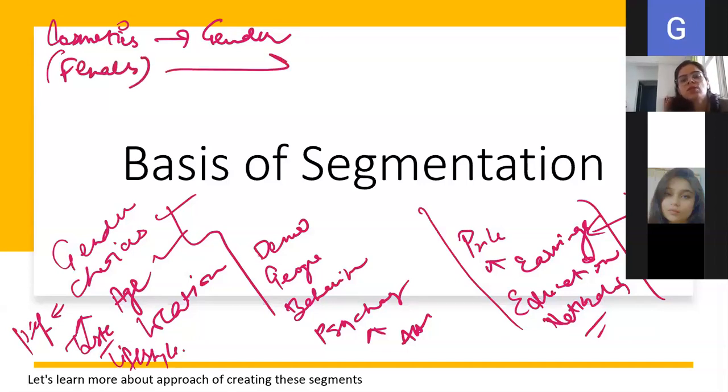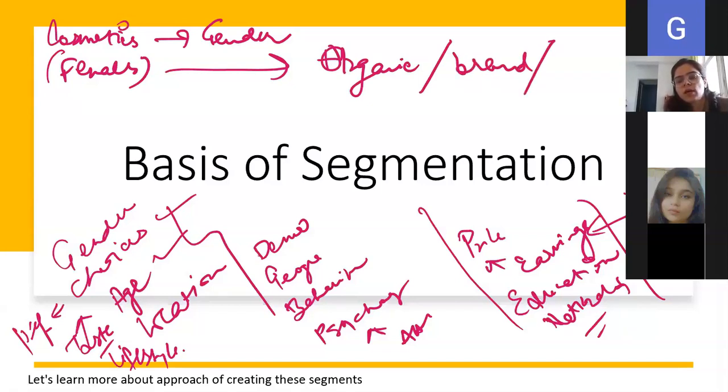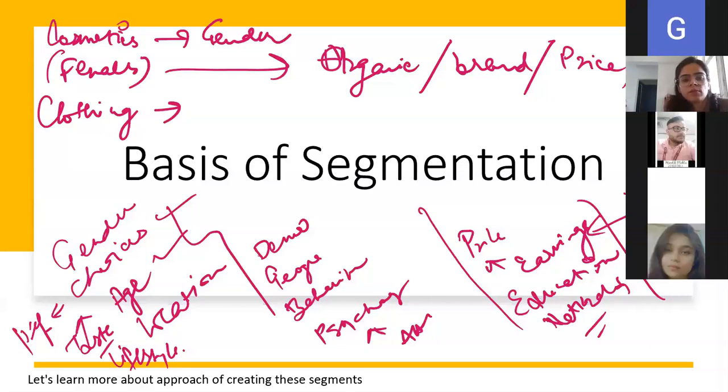And then there are subgroups based on preferences, whether they want something organic, or they go with brand, or something which is not price-sensitive. Ma'am, but clothing we can do on the basis of gender. Like, if we take the example of formal shirts, boys have different kinds of formal shirts, girls have different kinds of formal shirts. That we can do.